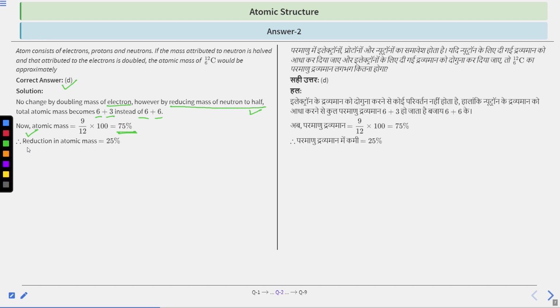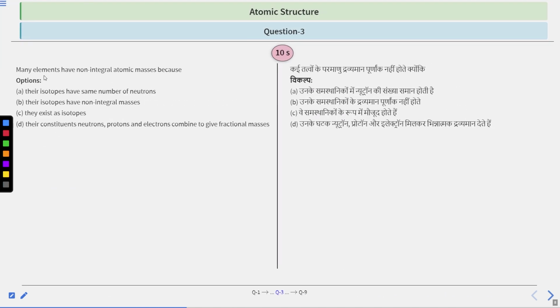So what is the reduction in the atomic mass? In percentage, it is 25%. 100 minus 75, 25%. Right? So that's why option D is the correct answer. Okay, let's move to question number 3.